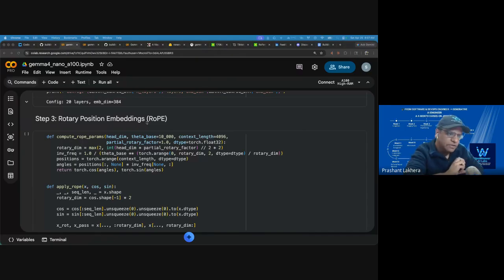Initially there was something called positional encoding. They were also called integer position encoding, sinusoidal position encoding. But if you look at most of the modern LLMs that are built, they are built around this rotary position encoding. So we are going to look at that. What exactly is that?